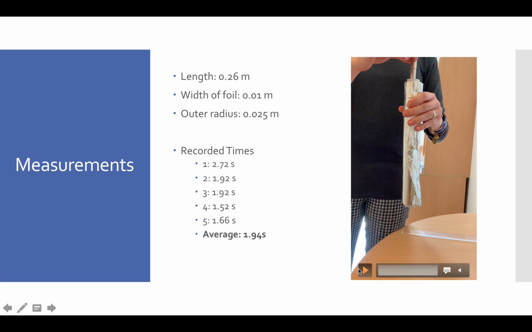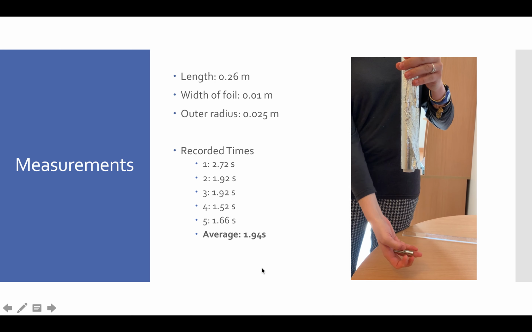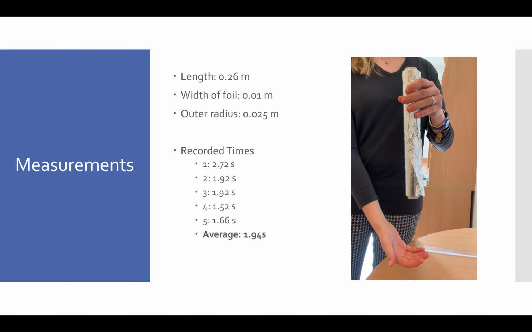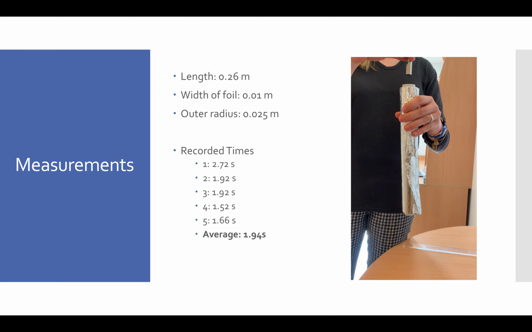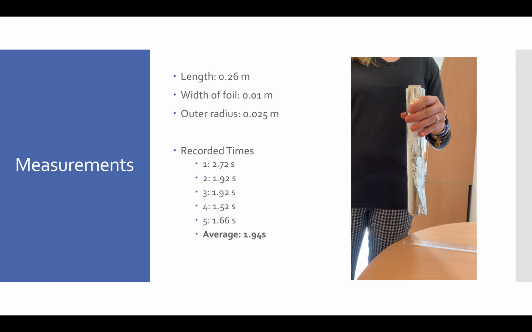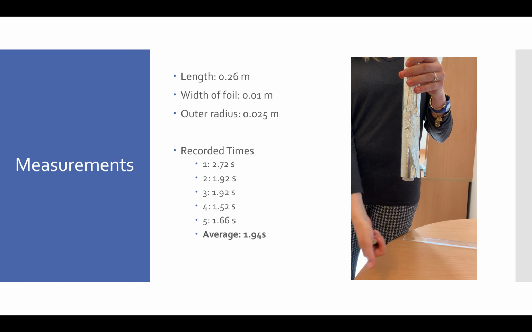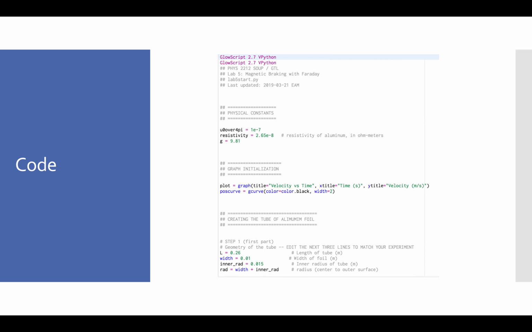So the length of my aluminum tube is 0.26 meters, and the width of the foil was about exactly 1 centimeter, with the outer radius being 2.5 centimeters. And then the recorded times I have here, you can see they vary between 2.72 seconds being the largest and 1.52 seconds being the smallest, but the average ends up right around 1.94 seconds.